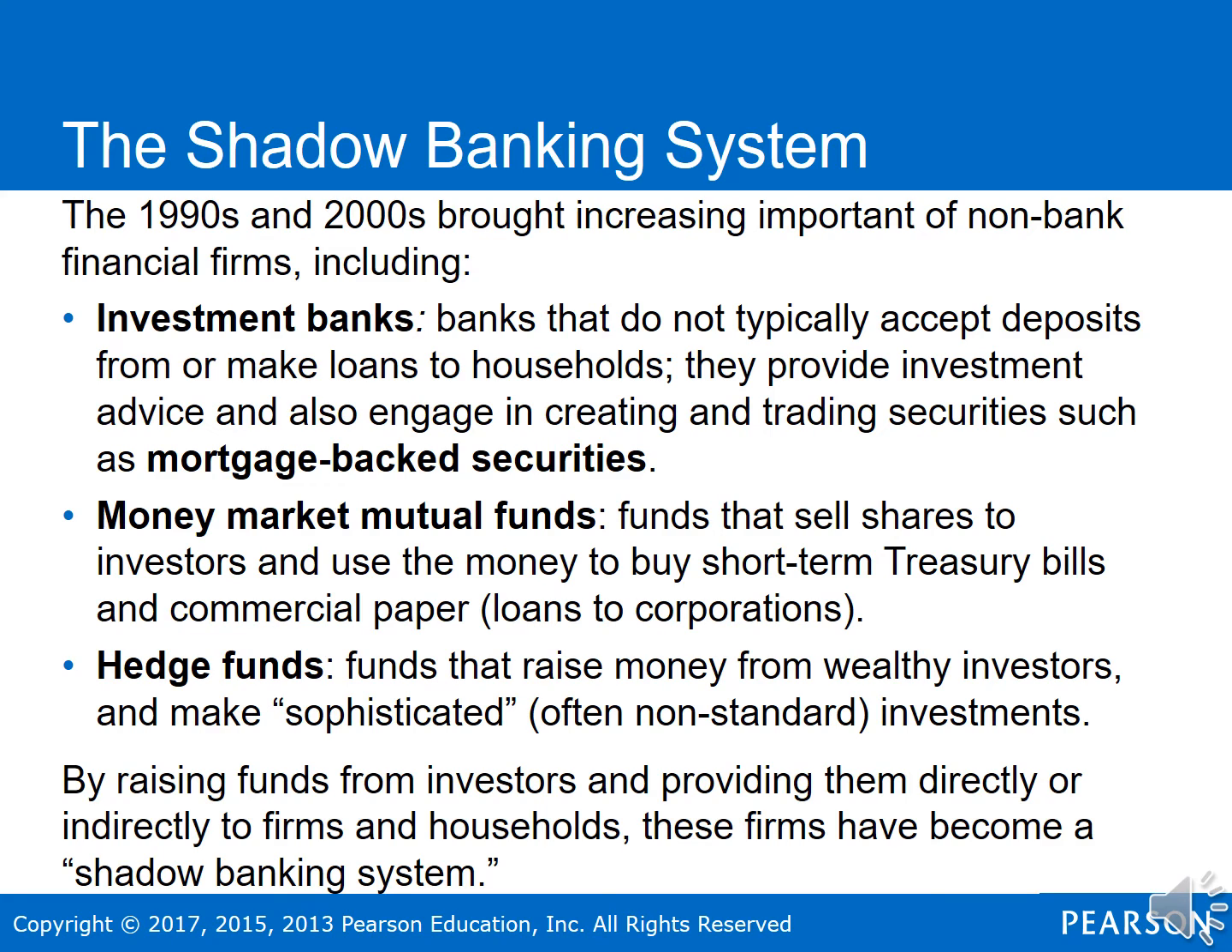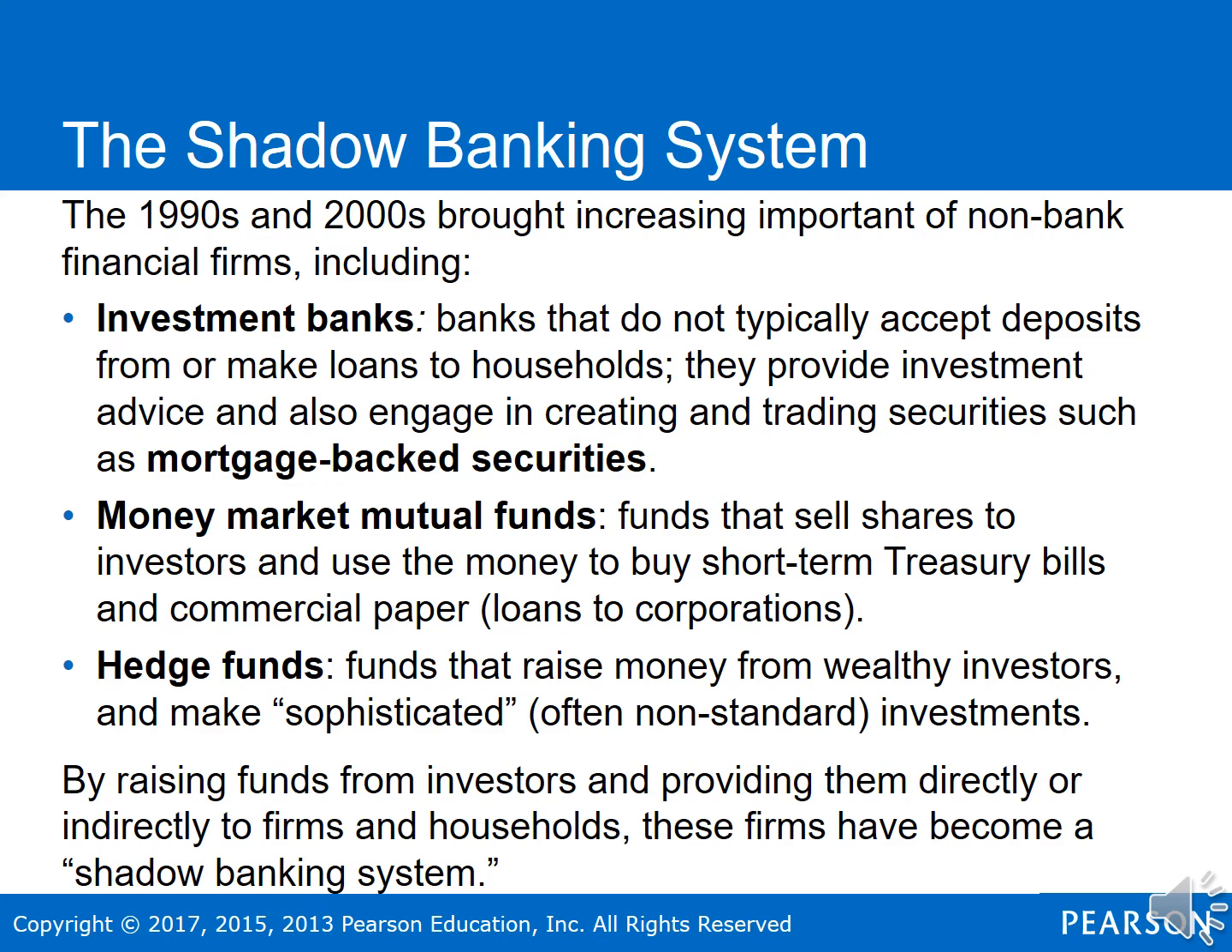Next in the shadow banking system is money market mutual funds. Money market mutual funds sell shares to investors who then turn around and use that money to buy short-term securities like treasury bills and commercial paper. So commercial paper is short-term borrowing for firms, and treasury bills are short-term funding for the federal government. So many corporations that previously met their needs for short-term funding from borrowing from banks instead began to sell this commercial paper to money market mutual funds. So it's just a different source of funding than we saw before.